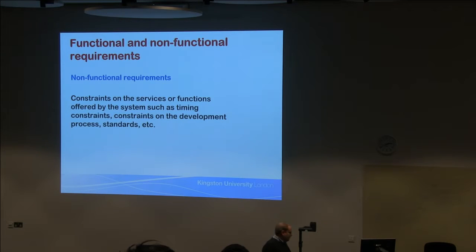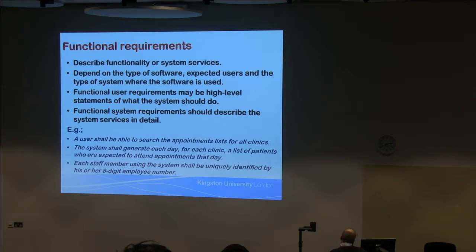Okay? But back to functional versus non-functional requirements. Functional requirements are the actual things your application does. Non-functional are the surrounding constraints: technologies, response times, standards, and so on. Now, functional requirements might be high-level statements of what the system should do, right? Fundamentally, they will describe the system in detail, what it does in detail. Okay?